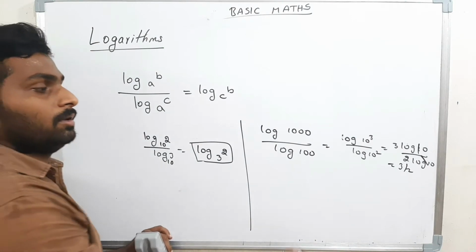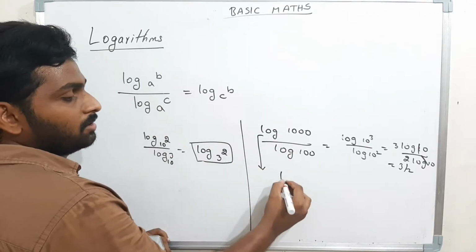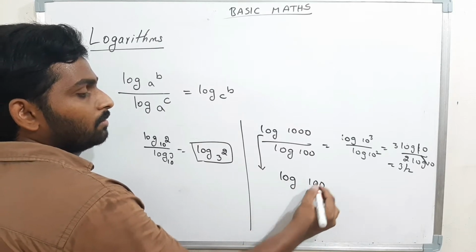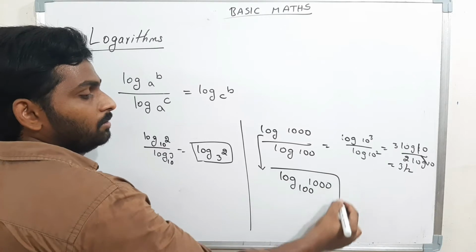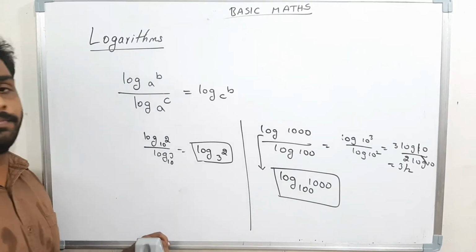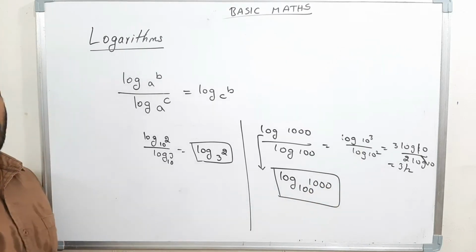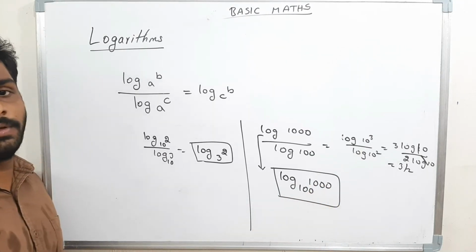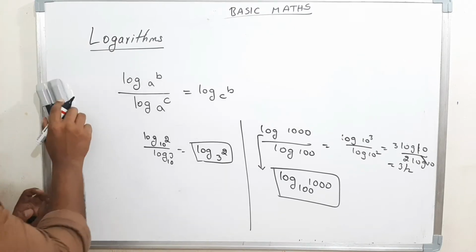Or I can do another method. By using this formula, I can write this as log 1000 to the base 100. I can write like this, but the first is easier than this. Sometimes we have to use this. Is it clear? Okay, now we'll see one more thing.